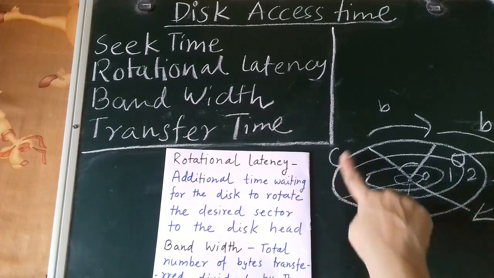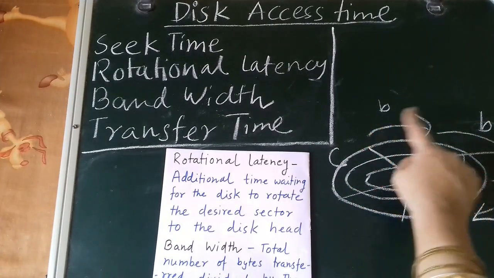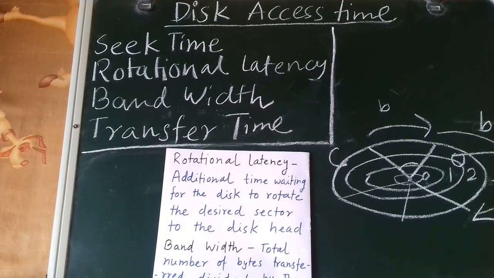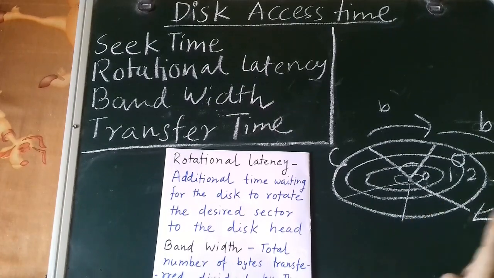So the time taken by the disk to rotate 30 degrees to bring the desired sector in front of the read-write head is called rotational latency. So when the disk is moving, actually no reading or writing is happening.